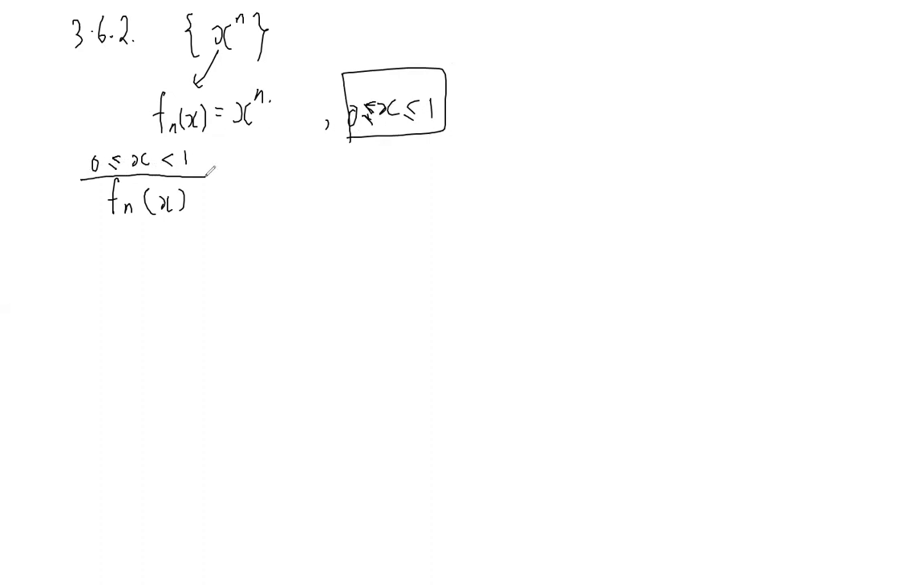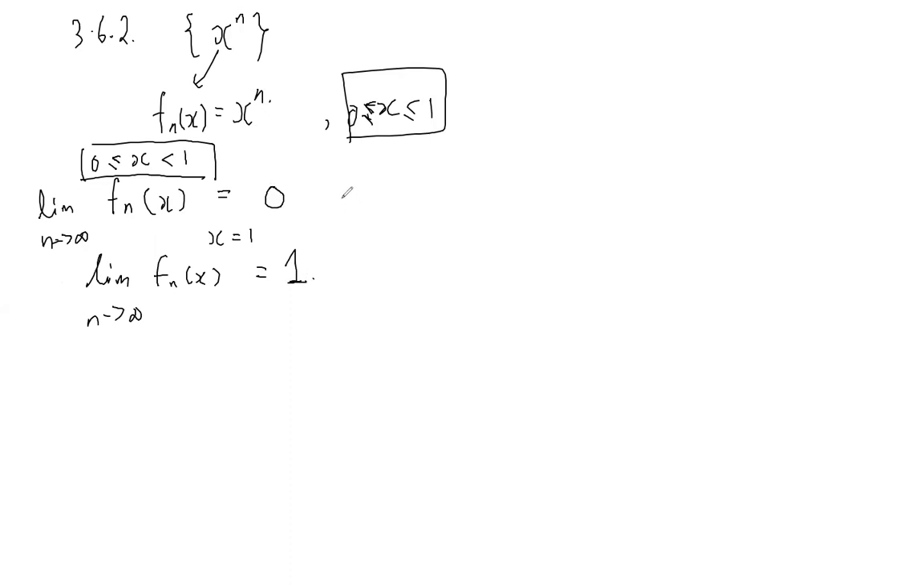For this interval, if I take the limit, this will be equal to 0, because it means x is either 0 or a fraction. If it's a fraction and you raise it to the power of n, with n very large, this will definitely go to 0, for sure. And if your x is equal to 1, then this is 1 to the power of n. It doesn't matter what your n is, it will still be 1.